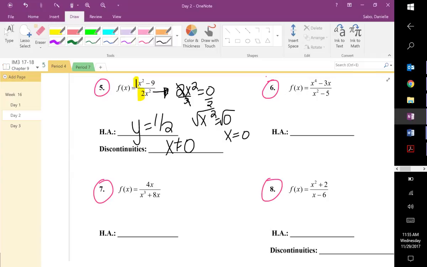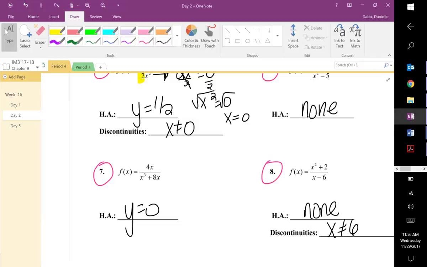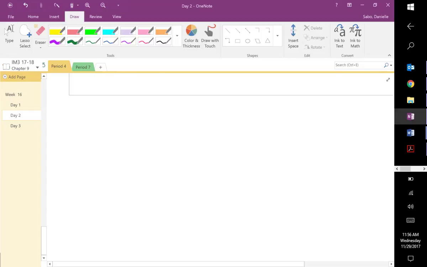All right, listen. Did someone ask a question? So the discontinuities means denominator. You only look at the bottom. That's a very common mistake. What's the horizontal asymptote of 6? A lot of you got it right. None. What about number 7? Y equals 0. Very good. Okay, what about this one? None. Yeah, it can't be 6. So again, easy stuff, just new. Just take your time with it. That's it. You did it.